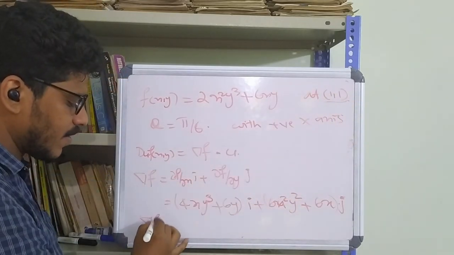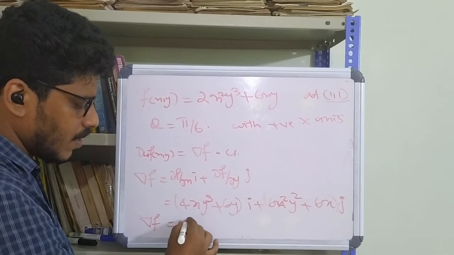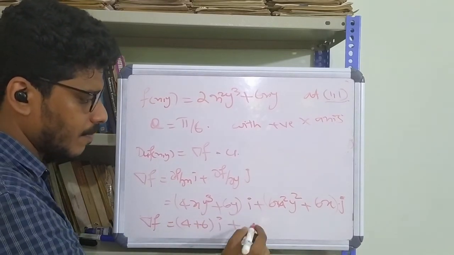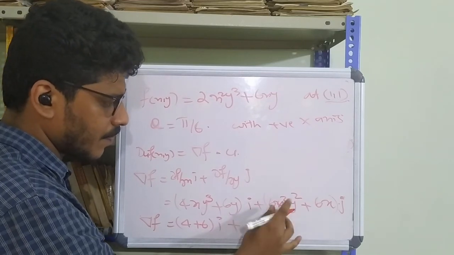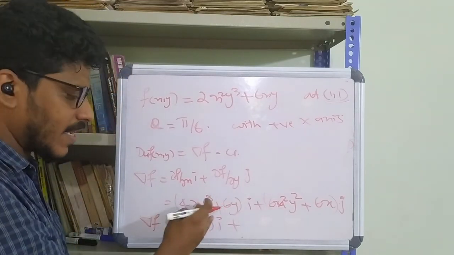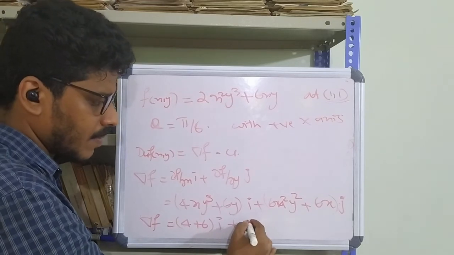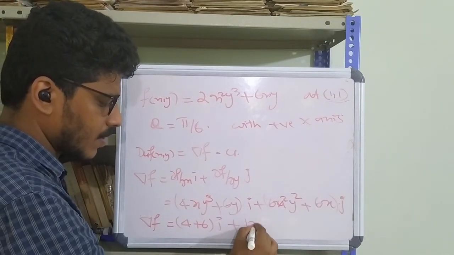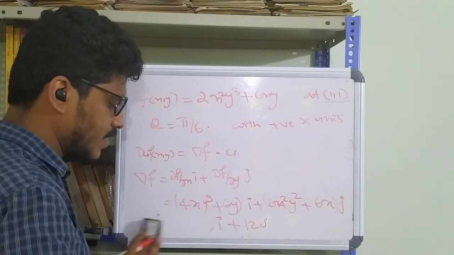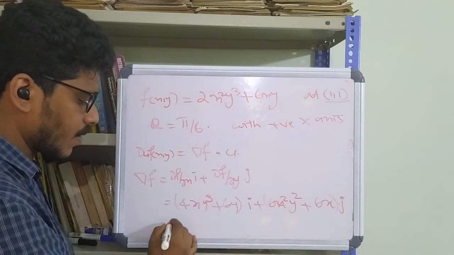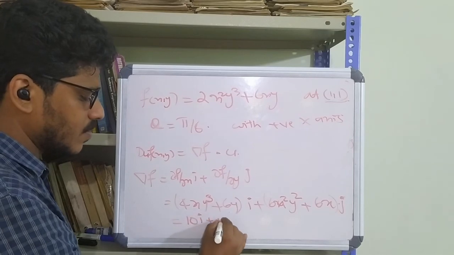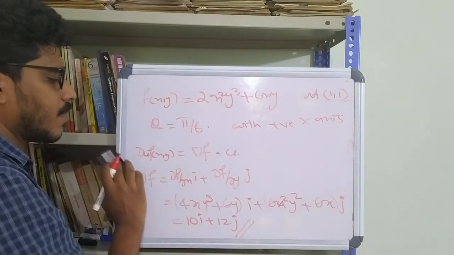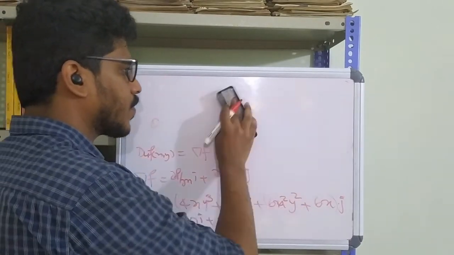So we simply simplify these things here. It will be 4 plus 6 i, plus, we plug everything in, x and y as 1, 6 plus 6, 12 j. So this is 10i plus 12j.